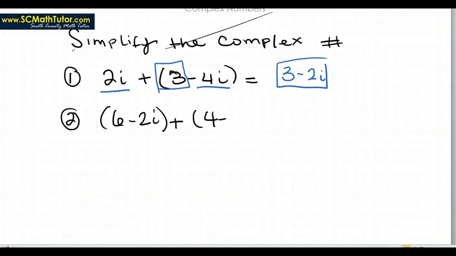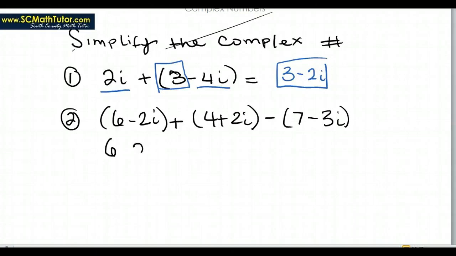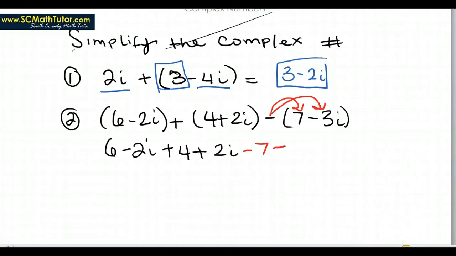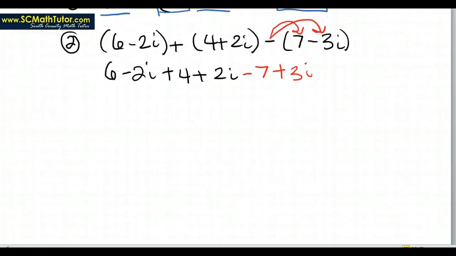So let's say you had 6 minus 2i plus 4 plus 2i, minus 7 minus 3i. On the first one, there's nothing in front of this parenthesis, so I can drop it. Plus doesn't change the parentheses, so I can also drop that. But notice you have a negative in front of a parenthesis. You have to use the distributive property, so distribute the negative. So this is negative 7, and negative times a negative 3i is a positive 3i.